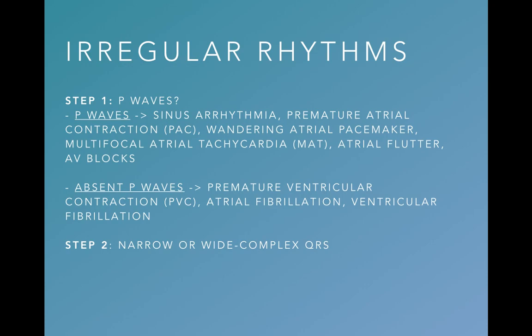If you don't see a P wave, it might be a PVC, it might be atrial fibrillation, it might be ventricular fibrillation. And then step two, you want to see is it narrow or wide, because that'll help to determine the location of the origin.